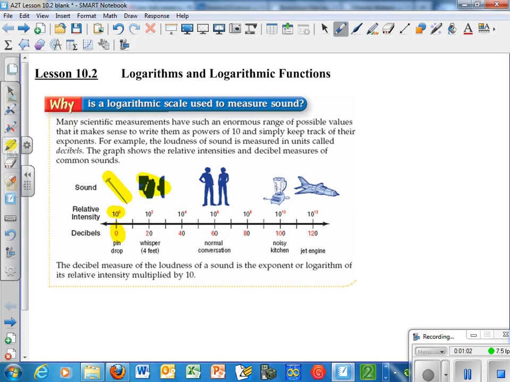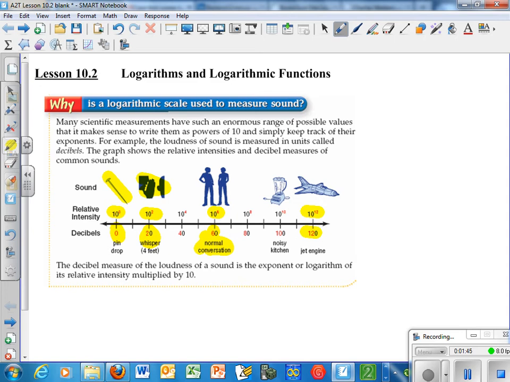This would be like whispering. Relative intensity is 10 squared. 20 decibels. Okay, so there, it's the exponent multiplied by 10, basically, for the decibels. Here, 10 to the 4th would be 40 decibels, because you take the exponent times 10. Just normal conversation. Relative intensity, 10 to the 6th. And then you take that exponent 6 times 10, that's 60 decibels. All the way over, noisy kitchen, jet engine, 10 to the 12th. So if I take that exponent of 12, multiply it by 10, it's 120 decibels.